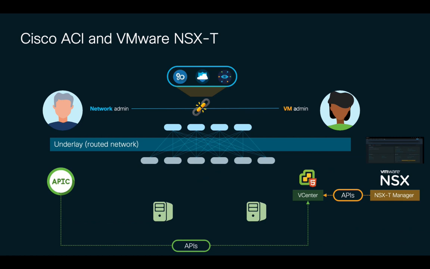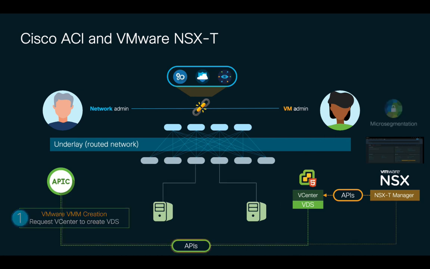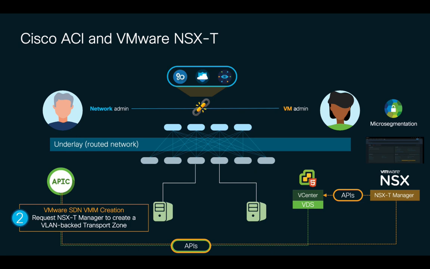Just like ACI, NSX relies on VDS as a virtual switch, especially if you are using ESX7 and later. Therefore, the first thing we will need to do is to create our VDS, and we can do so using our traditional VDS VMM integration as covered in Module 2, Episode 4. Then, once we have our VDS integration running, we will add NSXT integration to APIC by creating a VMware SDN VMM domain. By doing this, APIC will establish a relationship with NSXT Manager and will also request to create a VLAN back transport zone or use an existing one.